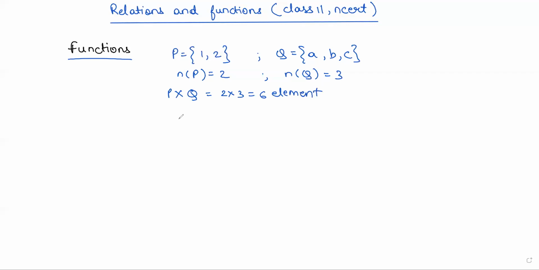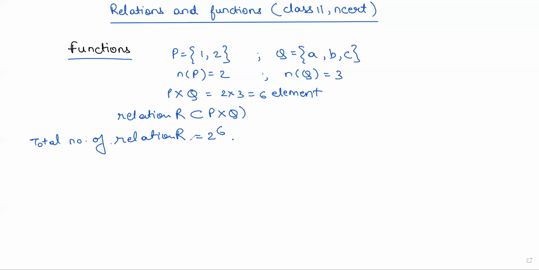Any relation is a subset of P cross Q. In total, there can be 2 to the power 6 relations. This is the total number of relations. Now, out of these relations, certain relations are called functions. We represent functions by small f.